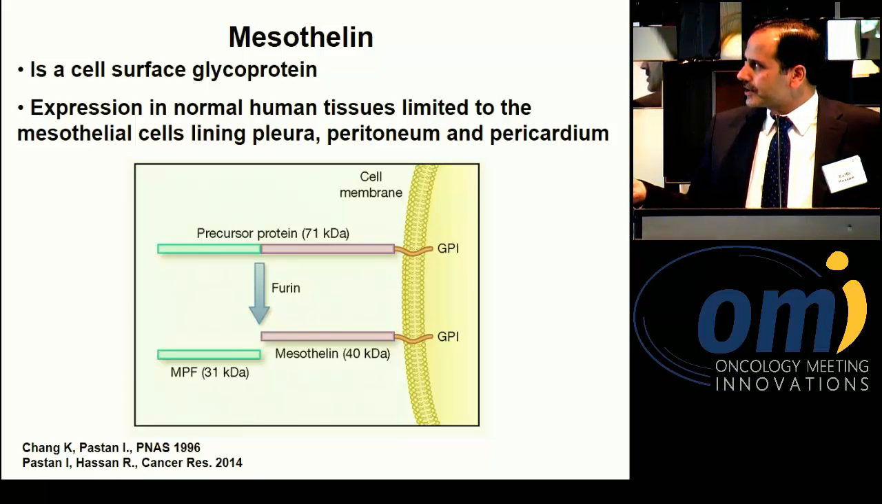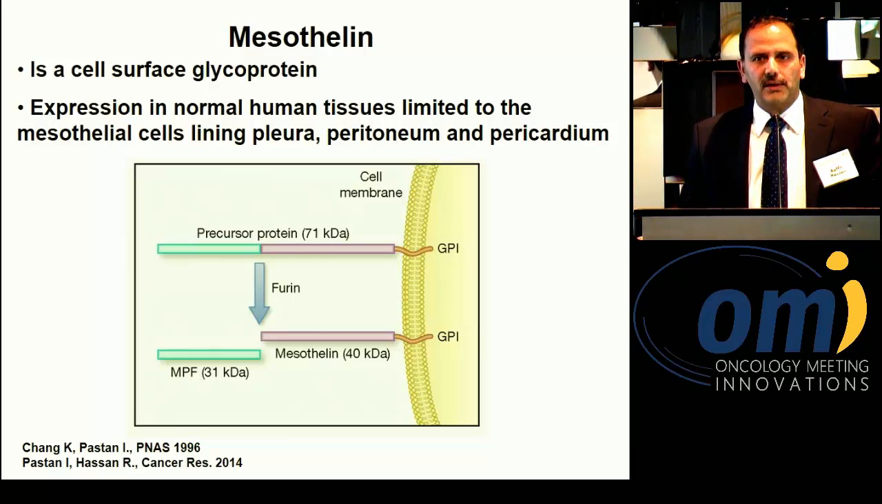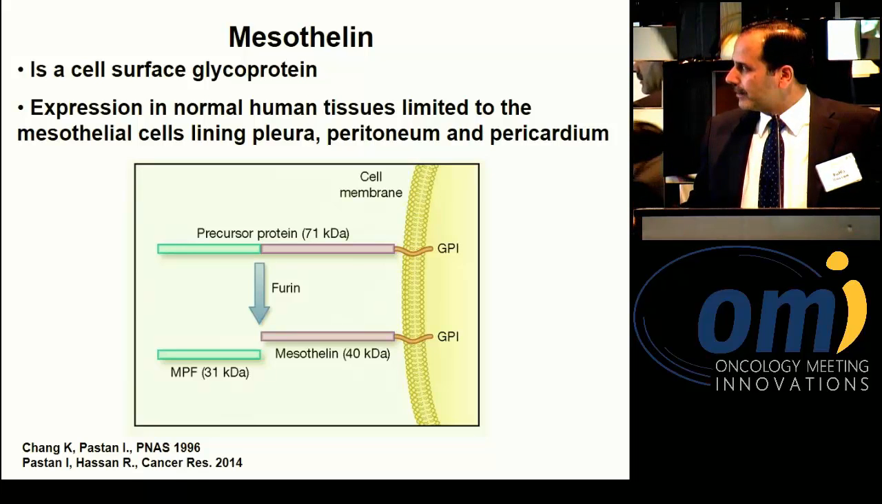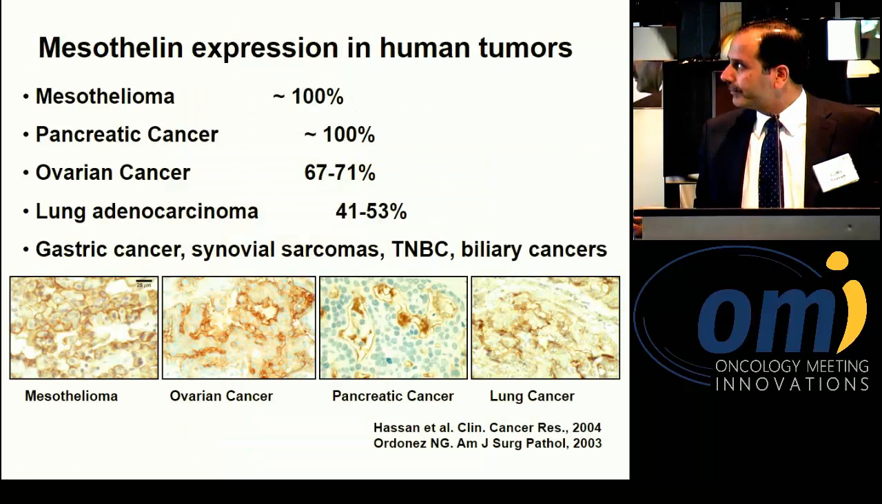It's a cell surface glycoprotein. It is made as a precursor protein of 71 kilodalton, which is attached to the cell membrane by a GPI anchor, and it is cleaved by furin to yield a 31 kilodalton fragment called megakaryocyte potentiating factor because it has megakaryocyte potentiating activity in mouse bone marrow culture, and a membrane-bound 40 kilodalton fragment that we call mesothelin.